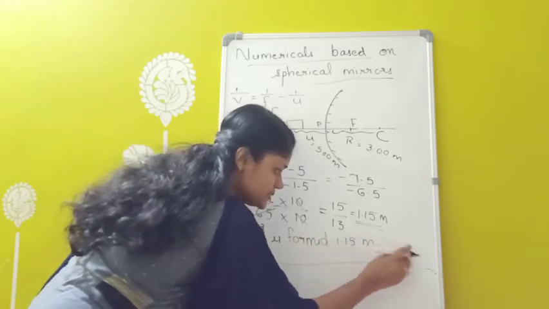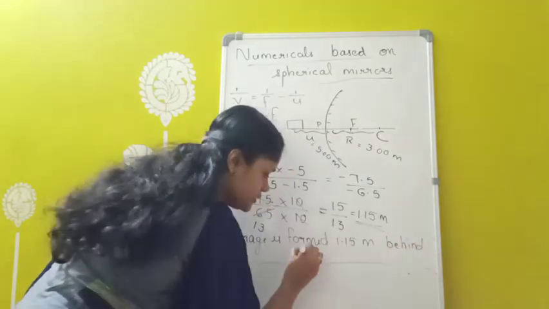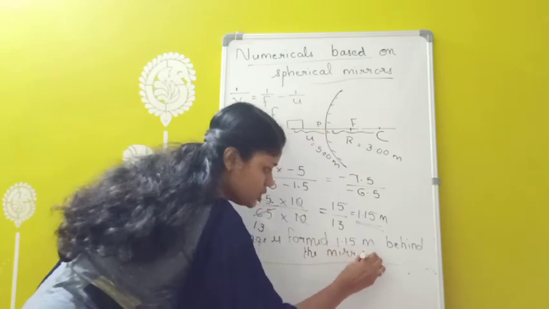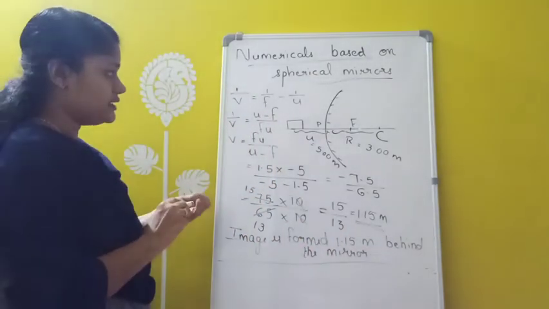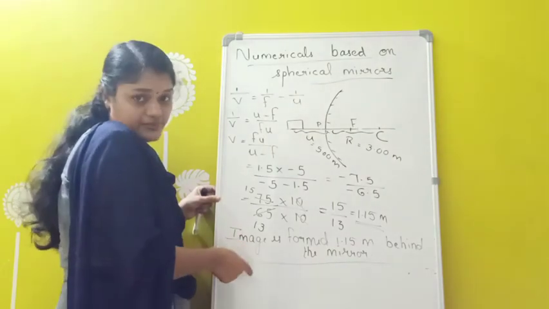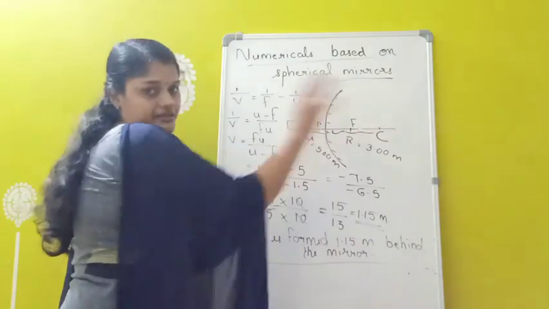1.15 meter behind the mirror. 1.15 meter behind the mirror. And also we need, so now we got the answer for which one? Position of the image. That means we are getting the image 1.15 meter behind the mirror.